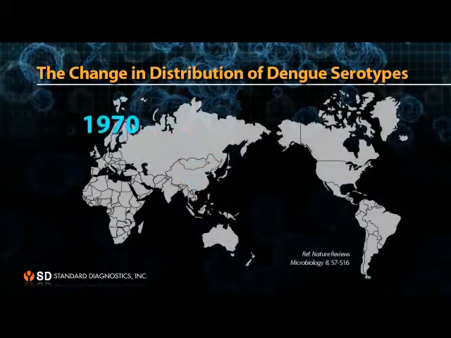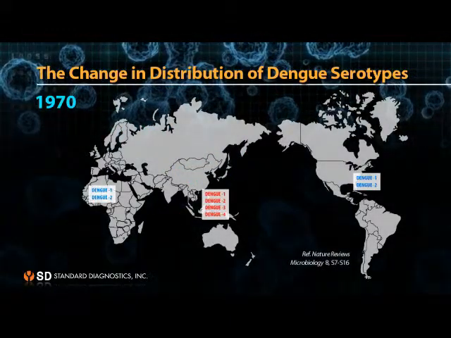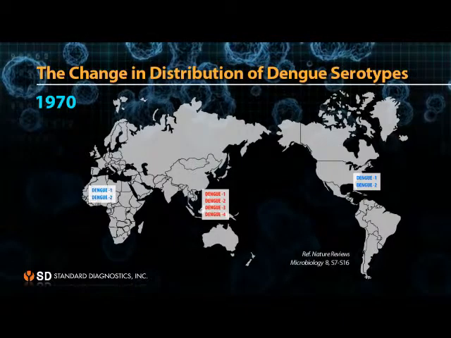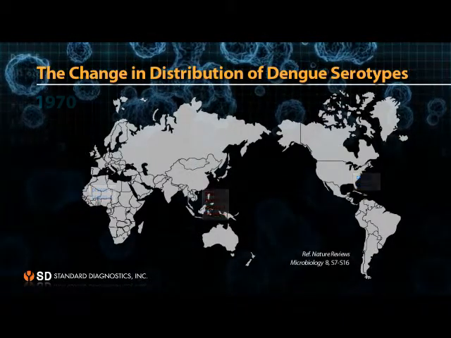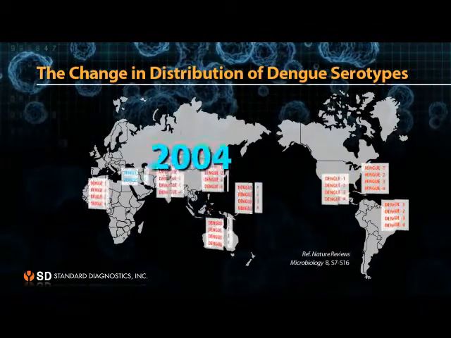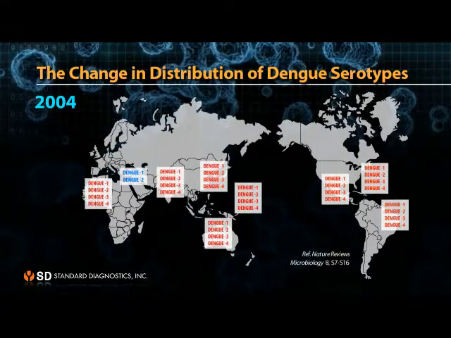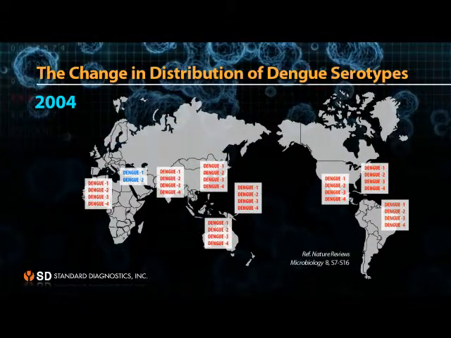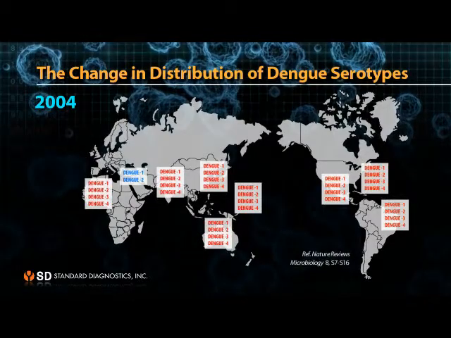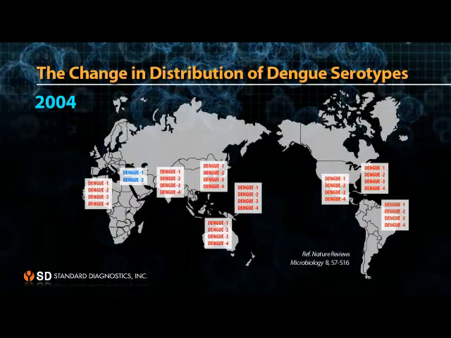The geographical areas in which dengue transmission occurs have expanded in recent years, and all 4 dengue virus serotypes, dengue 1, 2, 3 and 4, are now circulating in Asia, Africa and the Americas, a dramatically different scenario from that which prevailed 20 or 30 years ago.